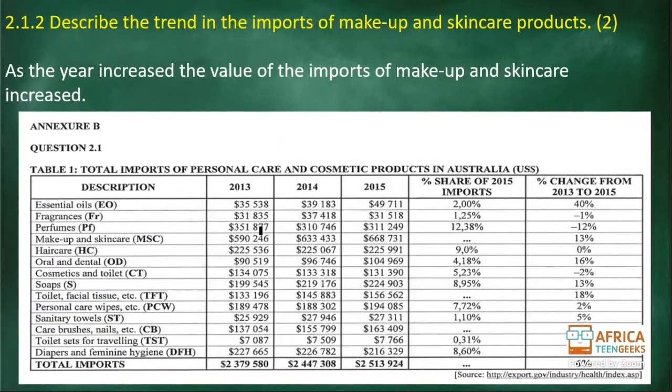So yes, you might look at this. For example, let's look at this one here. It was 31,000 in 2013. It went to 37,000 in 2014. And then in 2015, it went down again. So if you were to focus on this, then it might give a different impression. But if you look at a majority of these things, they kept on increasing as the years increased. That would be a general trend, and that is your marks for 2 marks.